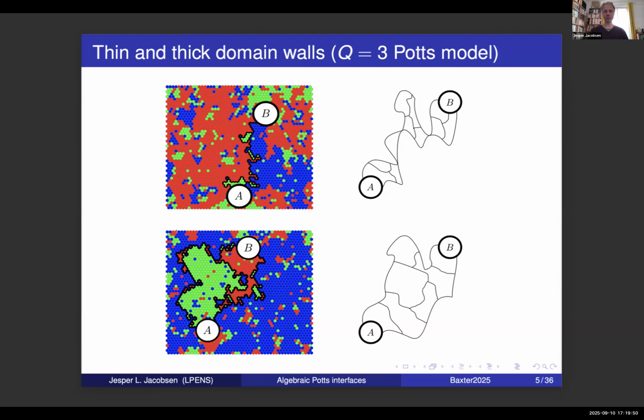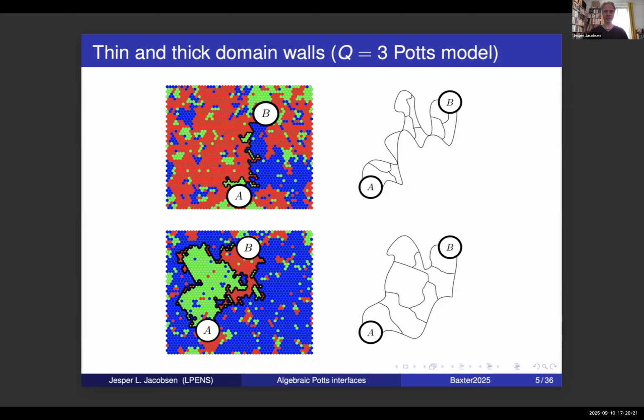So the domain walls between red and blue on the top picture can get very narrow because it can contract to just a single lattice edge. So that's a thin domain wall. Whereas on the bottom, where you have two different blue regions that connect A and B, of course, if they are to remain distinct, the interface between them cannot be very narrow, so it's a thick domain wall. So it cannot contract to just a single lattice edge.